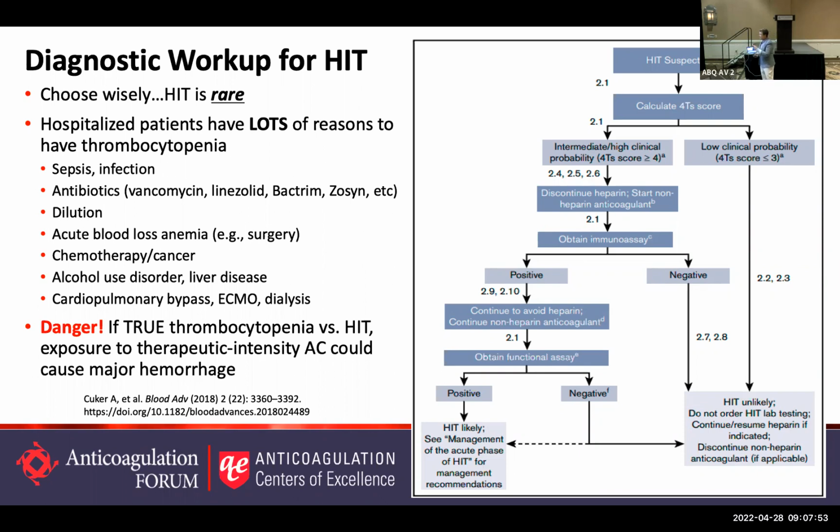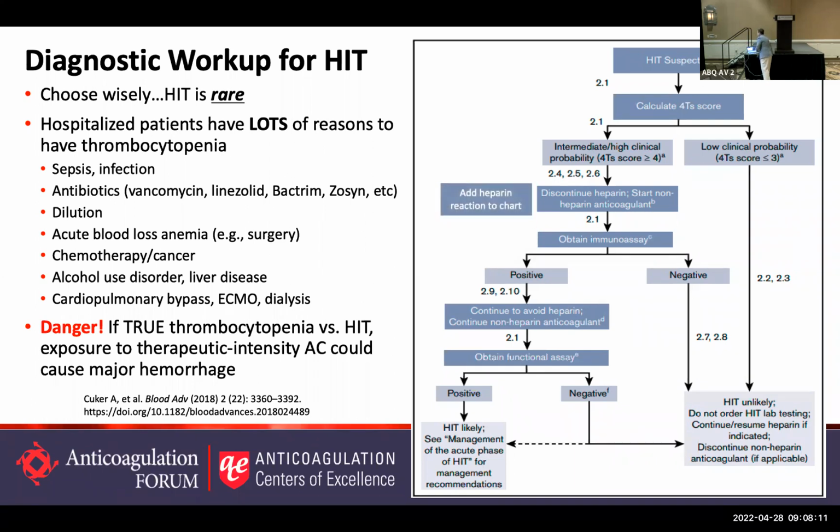This is a nice diagram, another nice reference for your library. This is from the ASH HIT guidelines that were published back in 2018. And basically it's an algorithm that will walk you through exactly what you need to do. And those numbers that are there are the actual numbers of the recommendations within the guideline.